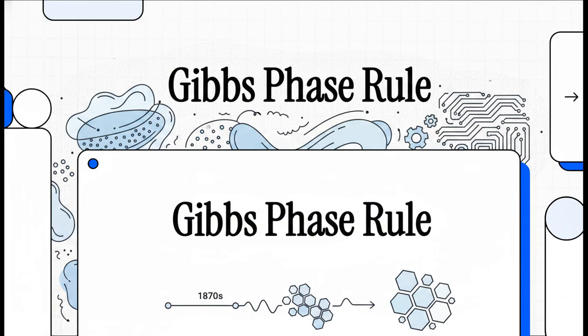Welcome to This Explainer. Today, we're diving into what is literally the ultimate cheat code of thermodynamics. We're looking at a mathematical framework drawn up way back in the 1870s, but here's the crazy part, it is still absolutely dictating the laws of cutting-edge material science today. It's called the Gibbs phase rule.